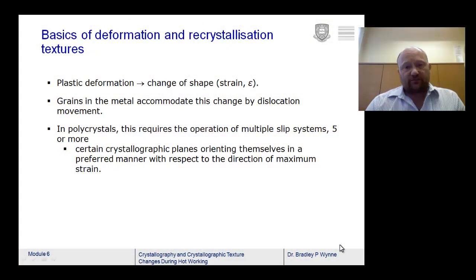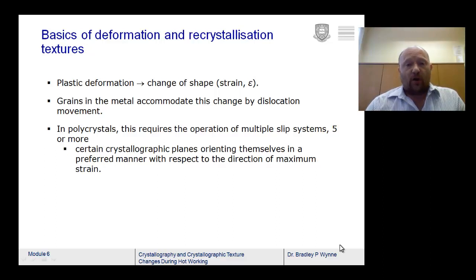Now we'll begin the basics of deformation and recrystallization texture. I'm going to start with the definition of texture. Texture defines the orientation distribution of grains in a polycrystalline material with respect to some macroscopic axes. Let's say that again. Crystallographic texture describes the orientation distribution of grains in a polycrystalline material with respect to some macroscopic axes. For example, the macroscopic axes in rolling would be the rolling direction, the transverse direction, and the normal direction.